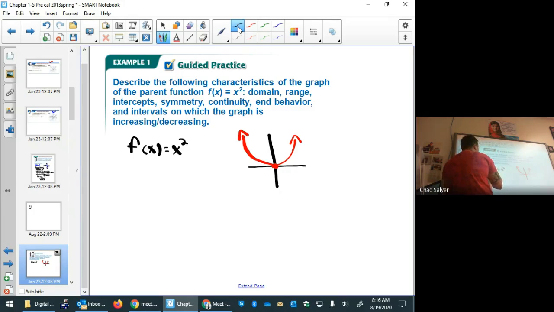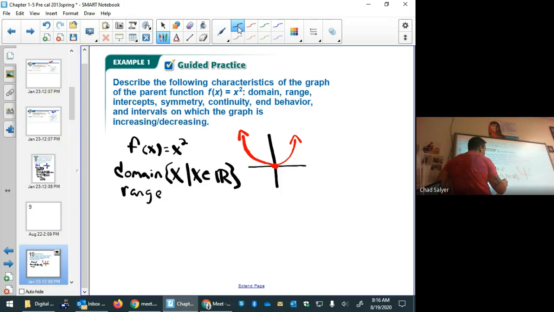So first of all, the domain is going to be x such that x is a real number. In other words, everything. There is no x value that is excluded from the domain. Any x value will work as long as it's a real number. The range, y such that, now this is a little trickier. Y is greater than or equal to 0. It's undefined below 0. So y has to be greater than or equal to 0.